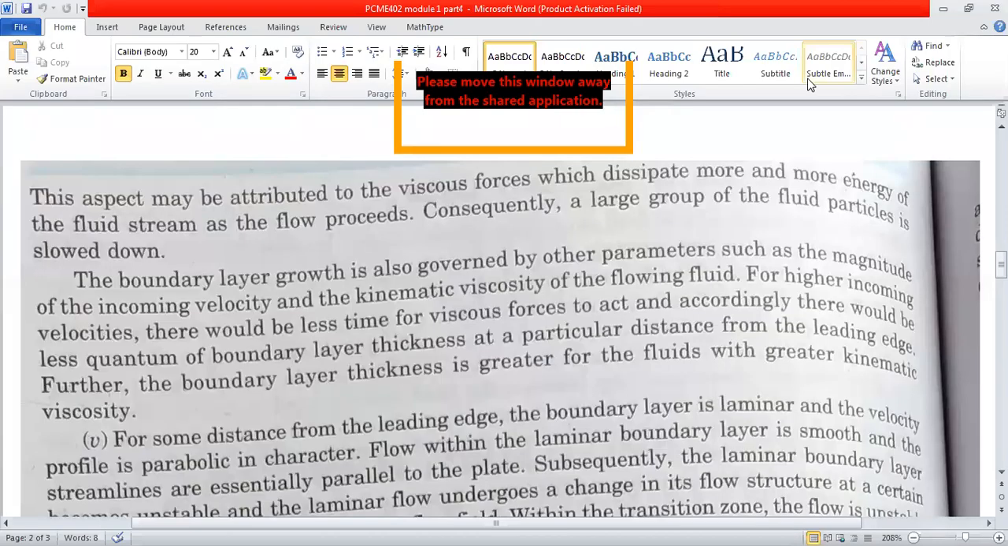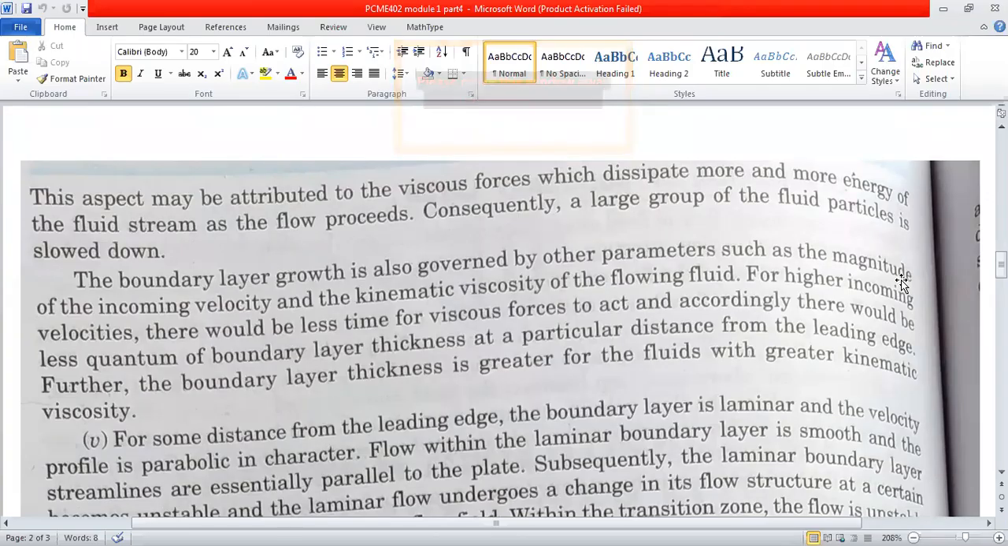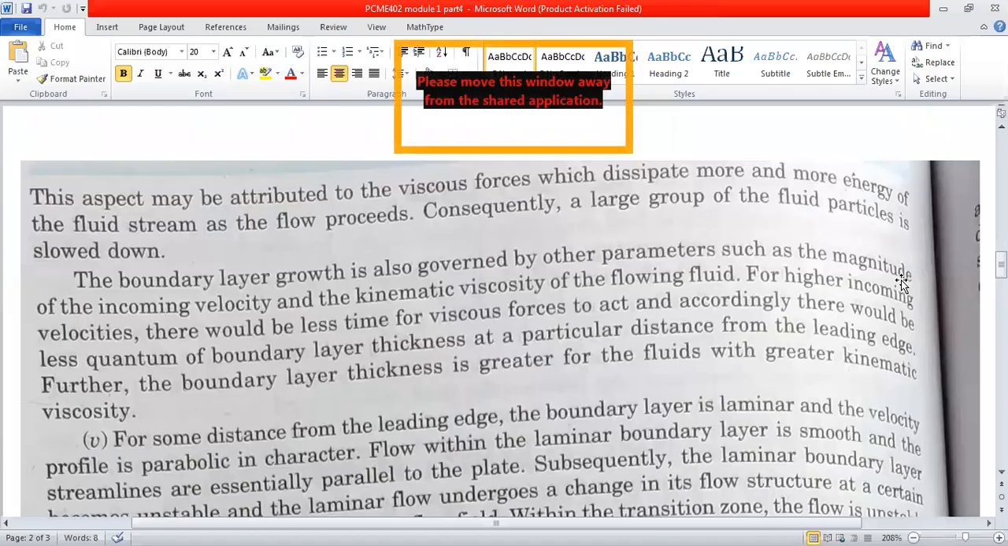Boundary layer growth is also governed by other parameters, such as the magnitude of the incoming velocity and the kinematic viscosity, or the coefficient of viscosity, of the flowing fluid. Incoming velocity affects boundary layer growth. Obviously the velocity will change the boundary layer thickness.